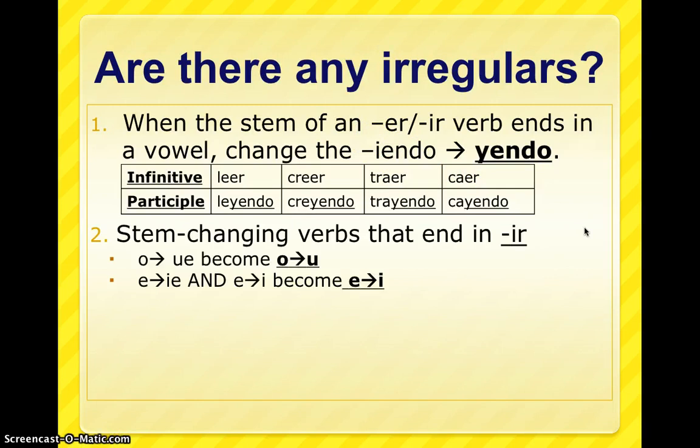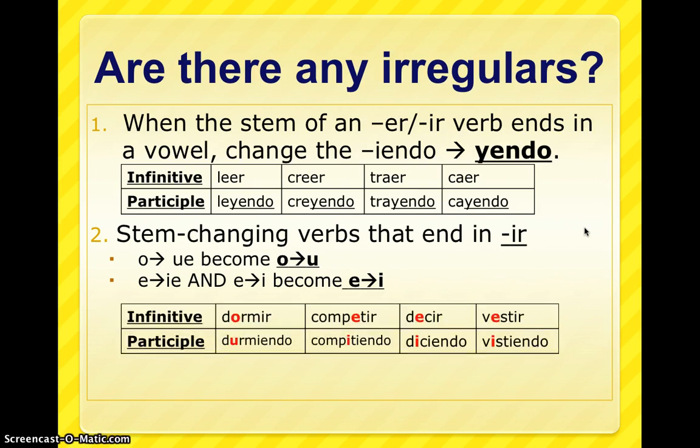The second type of irregular verbs are stem-changing verbs, and the only ones that we have to worry about are stem-changing verbs that end in IR. So if it is a verb that stem changes in the present tense and it ends in IR, it will also stem change in the present progressive. However, there are a few differences. So verbs that stem change that are O to UE stem changers, for example, dormir, it's going to change and it will only change from O to U. E to IE and E to I verbs will both become E to I verbs.